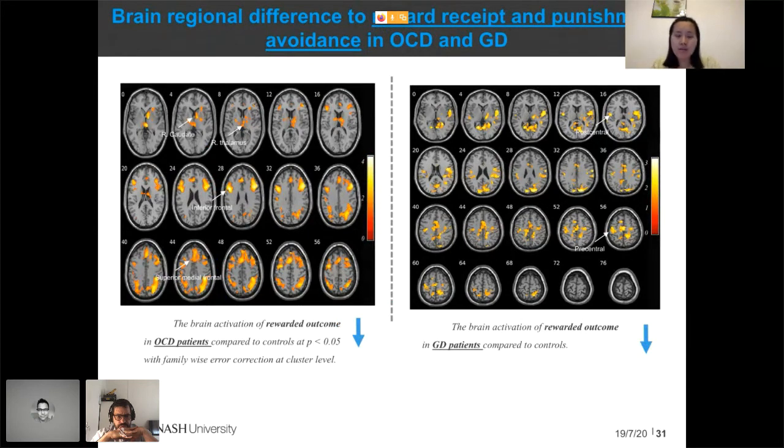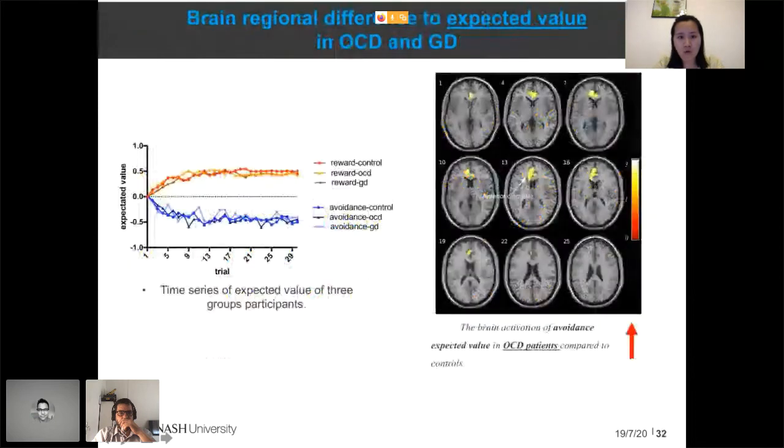Then we compared the brain regional differences of these three distinct stages of the reward avoidance decision-making process, starting at the outcome stage. Here, the OCD and gambling disorder clinical groups both showed decreased brain activities. OCD showed decreased activities at the right dorsal striatum, right thalamus, inferior frontal and superior medial frontal at the outcome of getting reward, while the gambling disorder patients showed increased activity at the post-central and pre-central at the outcome of getting reward.